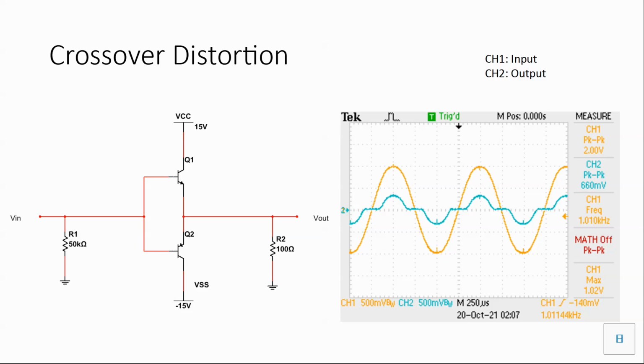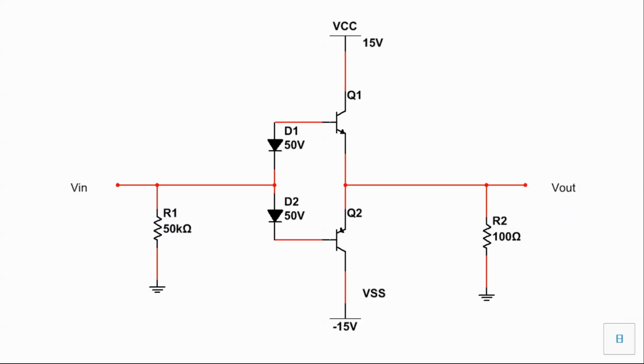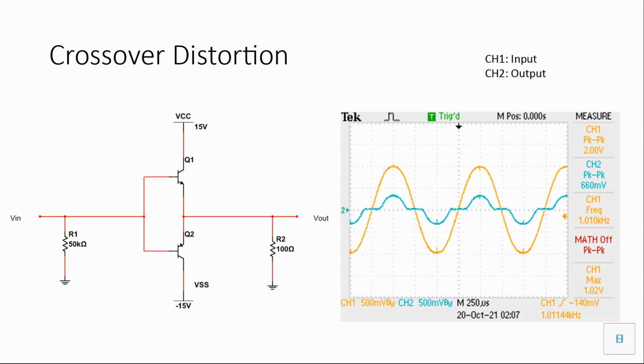Also note how the output waveform is only 660 millivolts peak to peak, whereas the input voltage is close to 2 volts peak to peak. The difference is pretty close to 1.4 volts, which is the sum of the two voltage drops.